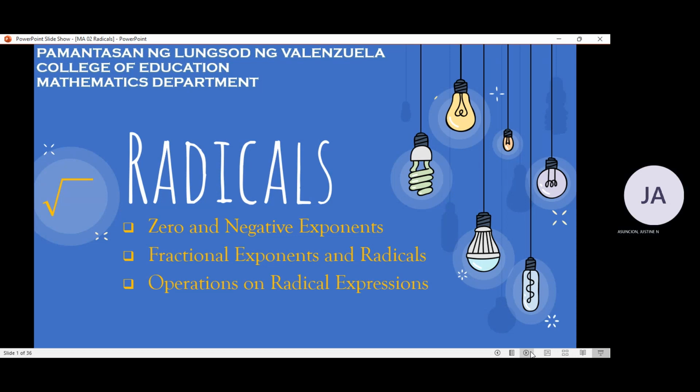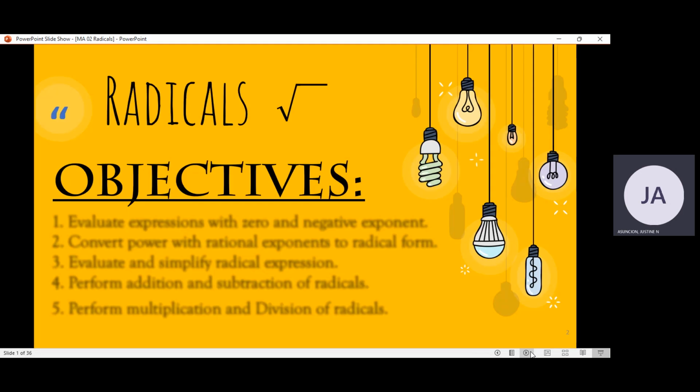So what are our objectives for today? Our objectives for today are: evaluate expressions with zero and negative exponent, convert power with rational exponents to radical form, evaluate and simplify radical expression, perform addition and subtraction of radicals, and perform multiplication and division of radicals. Or in short, we have the operations on radicals.